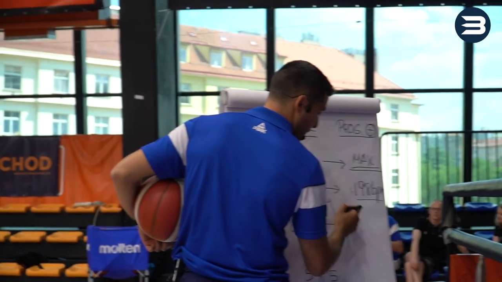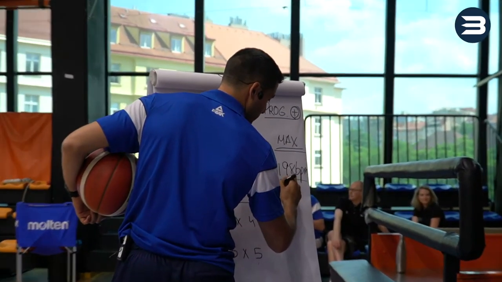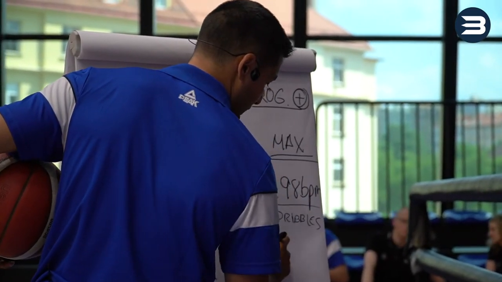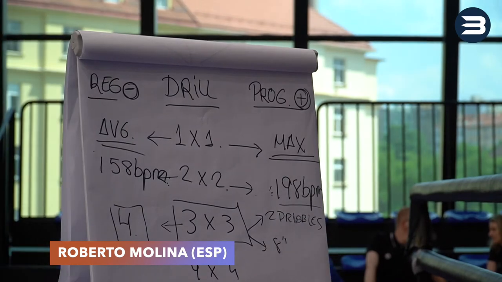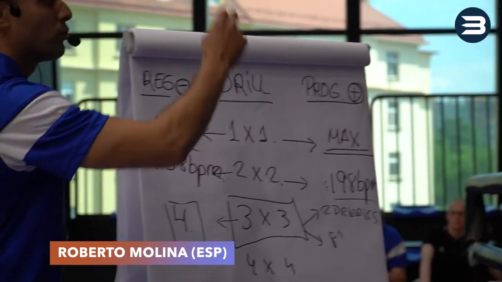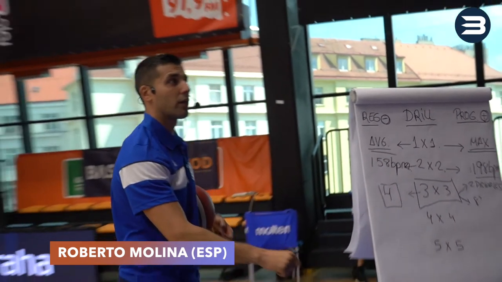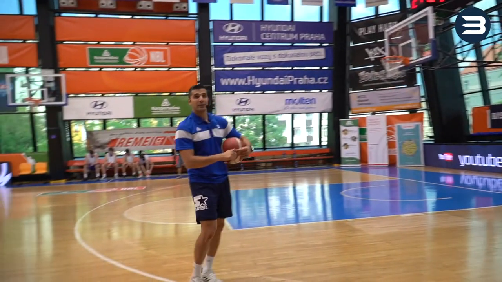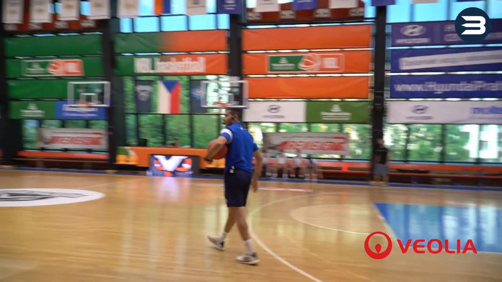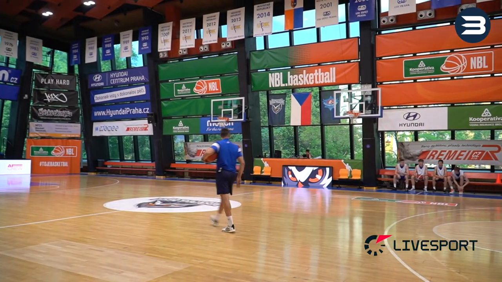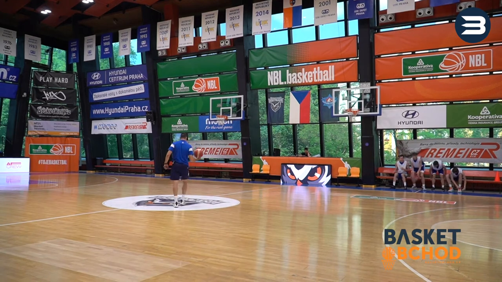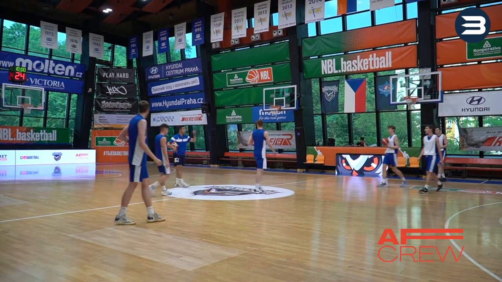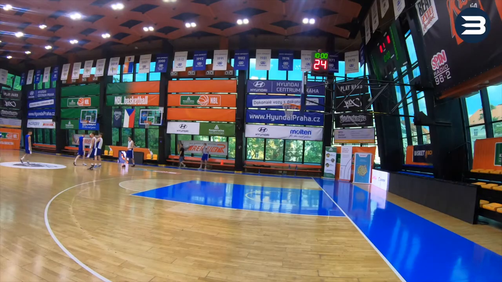I'm going to give them two instructions now. They're going to have maximum two dribbles and maximum 8 seconds for that, because I want to make it harder. Because I want to go to the anaerobic threshold. I want to play more intensity. You ready? Play. 3-on-3. Guys, only two dribbles. Let's go. Only two dribbles, 8 seconds from the moment you get the ball to the moment you score.